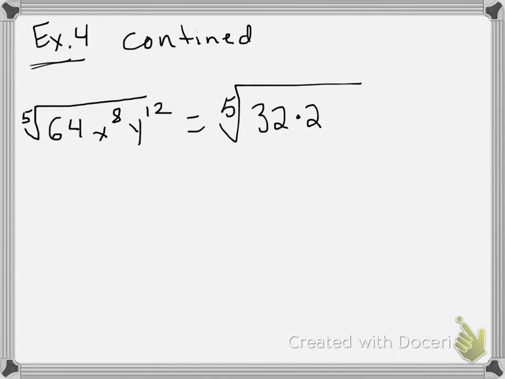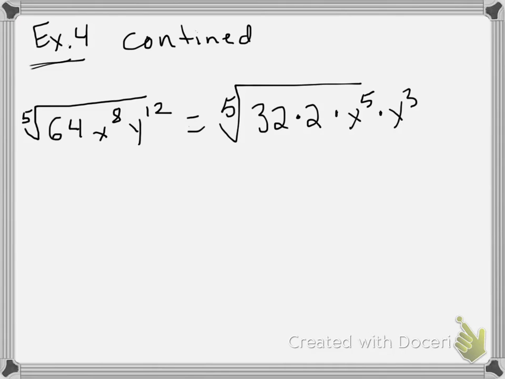Because, let's see, 32 is 2 to the 5th power, right? 2 times 2 is 4. 4 times 2 is 8. 8 times 2 is 16. 16 times 2 is 32. So we can break that up. That x to the 8th, we can rewrite that as x to the 5th, that way we can move an x out of that, times x cubed.